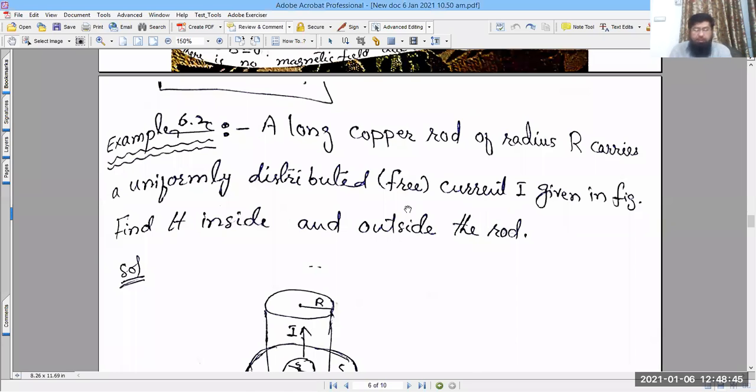Problem example 6.2. Yesterday we saw what Ampere's law is in a magnetized material. So this is the problem of Ampere's law in the magnetized material.